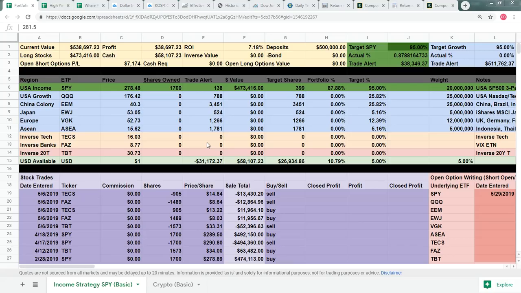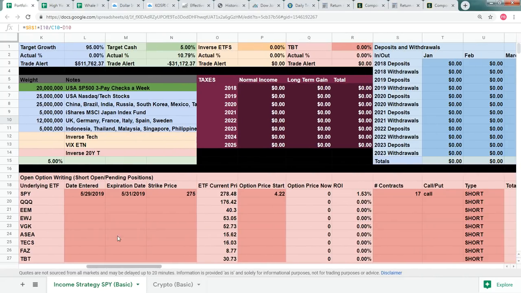There are no actions to take in our portfolios. We're sitting pretty. This is our basic level program that trades a SPY ETF with covered calls.